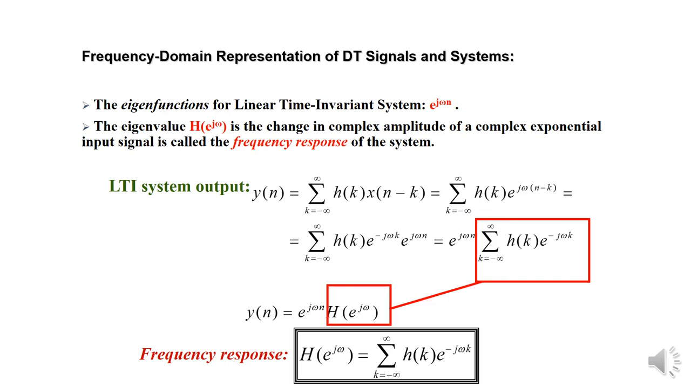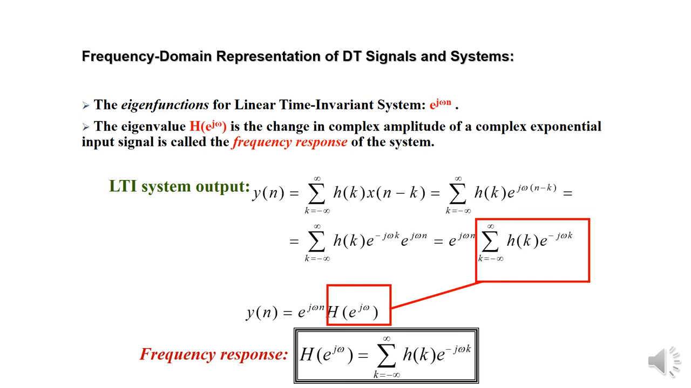So if we recall our equation for DTFT, X(e^{jω}) is equal to the sum over k from minus infinity to plus infinity of x[k] e^{-jωk}. So therefore, the same thing that we have in here.